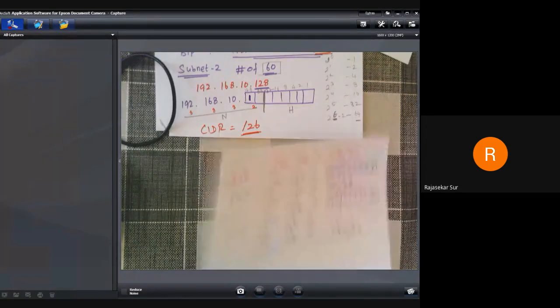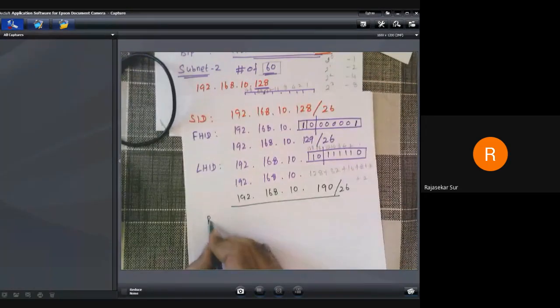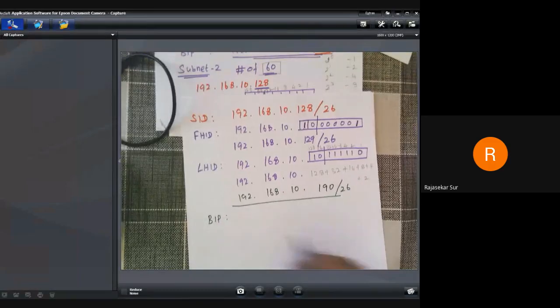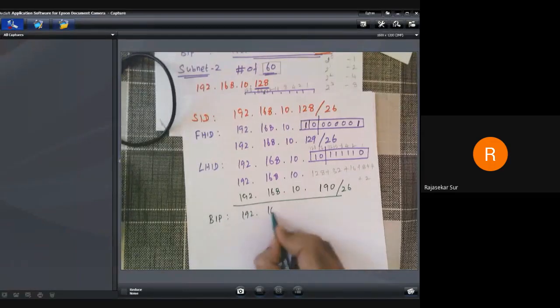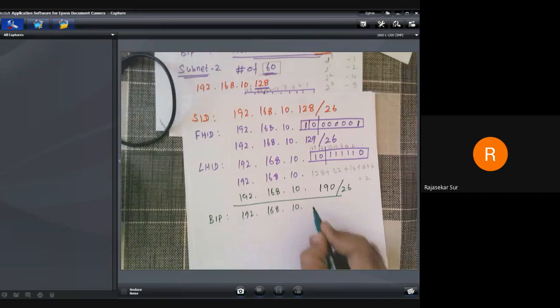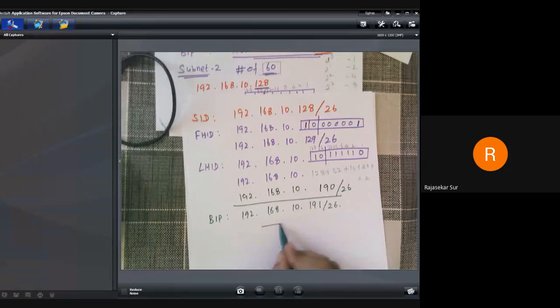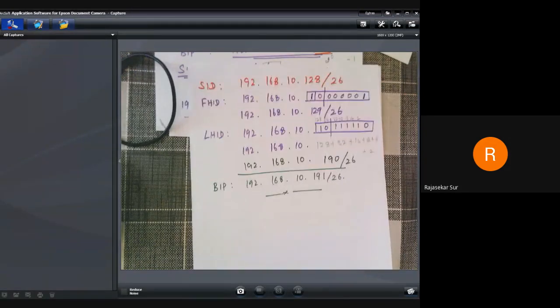Then, what is the broadcast IP address, teacher? For the broadcast IP address, no need to do any calculation. 192.168.10.191 is going to be your broadcast IP address, /26. Okay, completed. I will do the third subnet. It will be further, and you will understand.